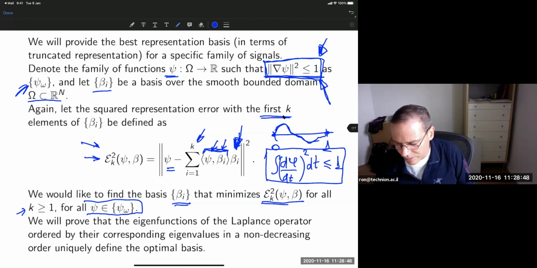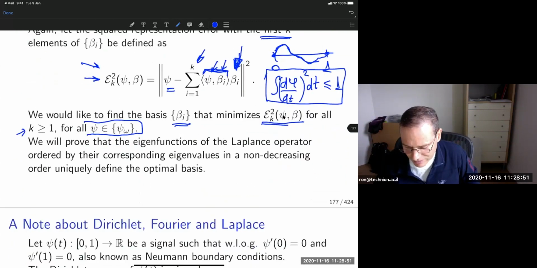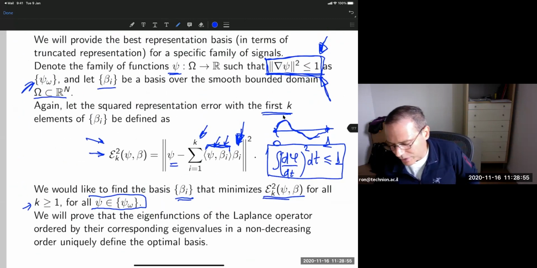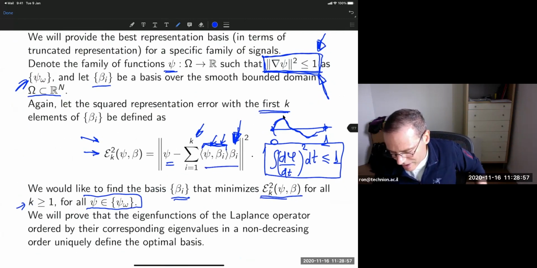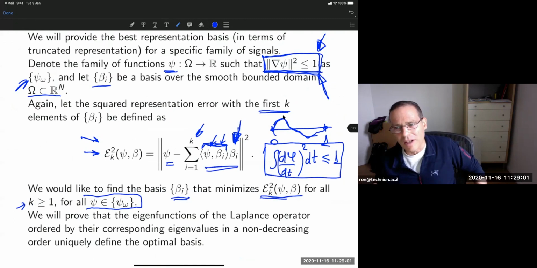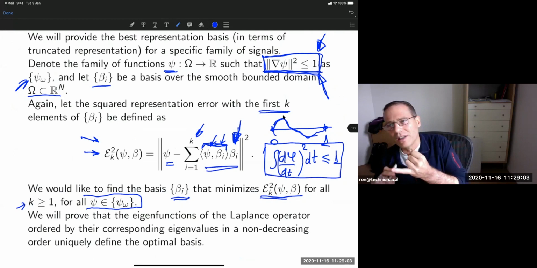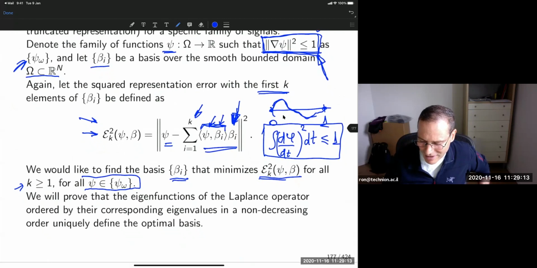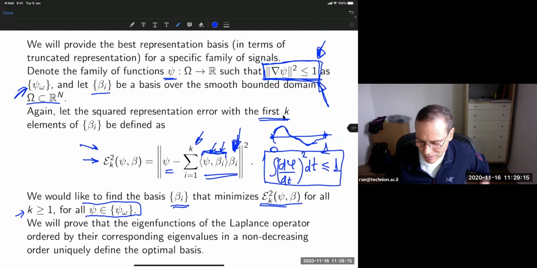And now let's see what the proof is about. The proof would be that indeed the Fourier would be this basis, and not only that it would be an optimal basis, it would be the only basis. So there is optimality and uniqueness. Uniqueness you will have to prove at home, and the proof is fundamentally very similar to what I will prove to you. And the optimality is what I will prove today.